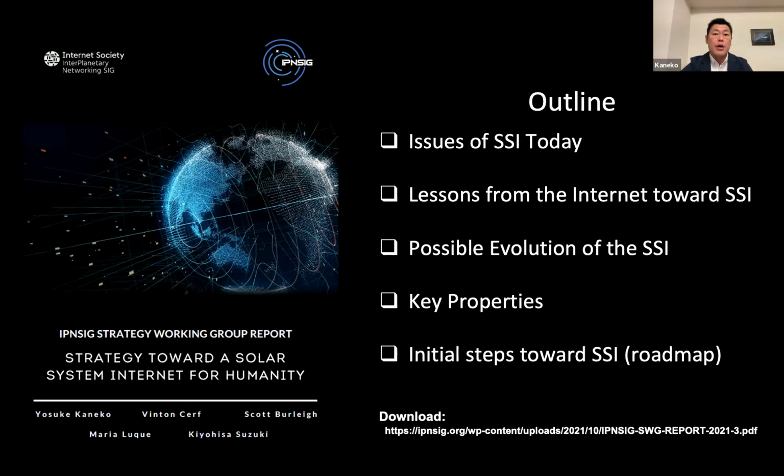So in order to give thought to these questions, a group called the strategy group was formulated, and Vint Cerf and also Scott Burleigh were on the team. And after we had a lot of discussions, we publicized a report last year titled The Strategy Toward a Solar System Internet for Humanity. And I will try to touch a little bit on what we said in that report.